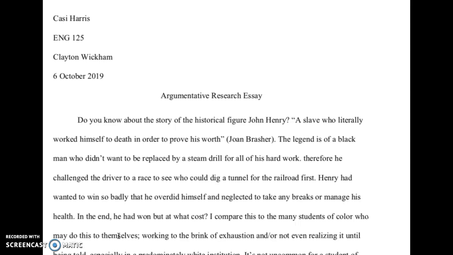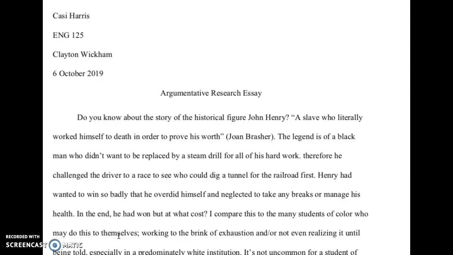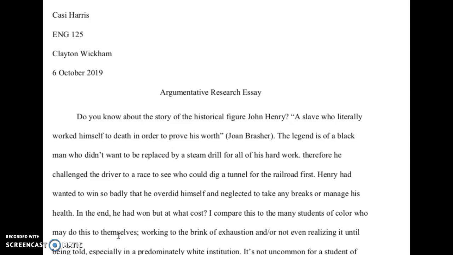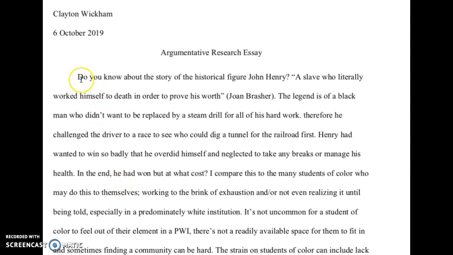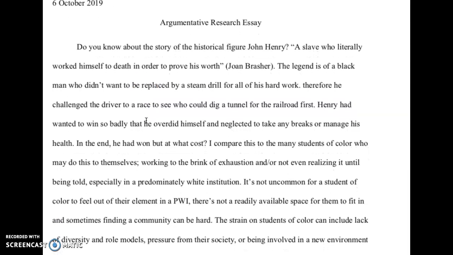Okay, so here we have an essay by a past student, an English 125 student from a CSP course. You'll notice right away that she starts off her introduction with a very compelling, haunting analogy about John Henry that she uses to explain the extra burdens that students of color often face in predominantly white institutions. So as far as a narrative hook, she's done a stellar job of dramatically, compellingly drawing us into the essay.